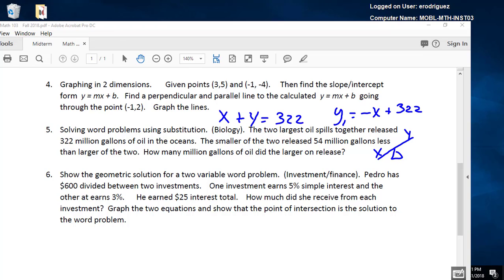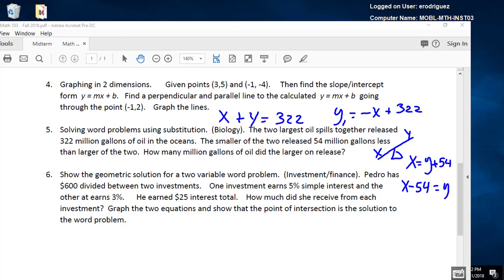So let's move ahead. All right, now we go on to the biology problem. So all of these will break down into word problems. Will break down to the total amount. Let's say the total amount split between the two accidents. You see that's 322 million gallons. Now we have to do a teeter-totter.